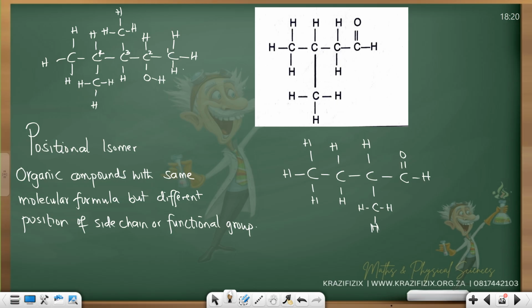And I'm sure we can name it. The first one is what? 3-methyl. The second one is 2-methyl, not 4. 2-methyl. Because no matter what happens, this will always be your carbon number 1. So for aldehyde, that's why we don't write butan-1-al, because it's always on carbon number 1.